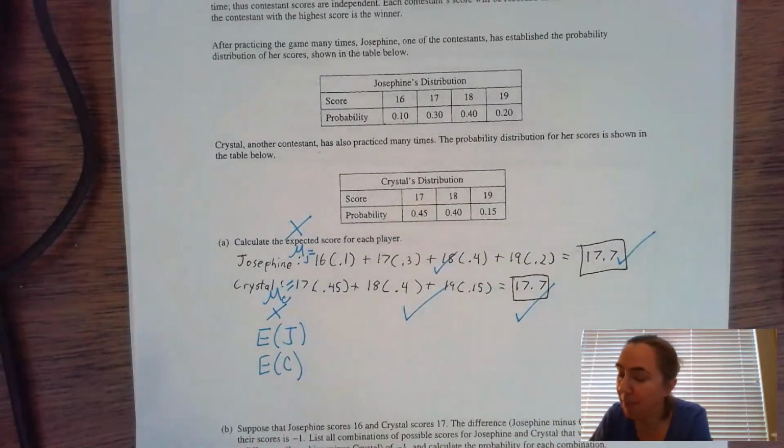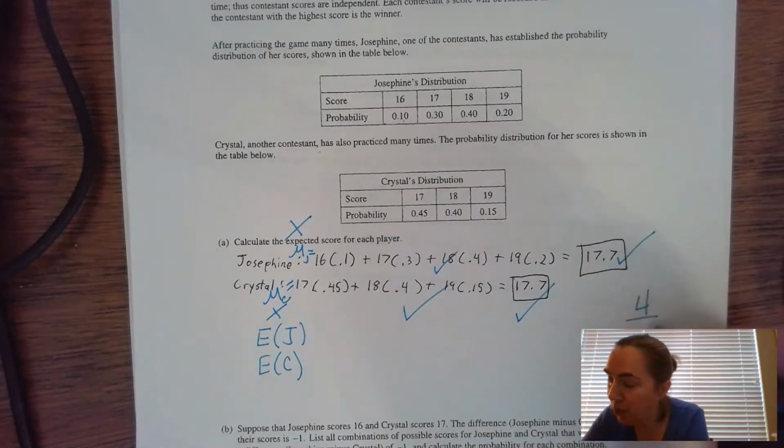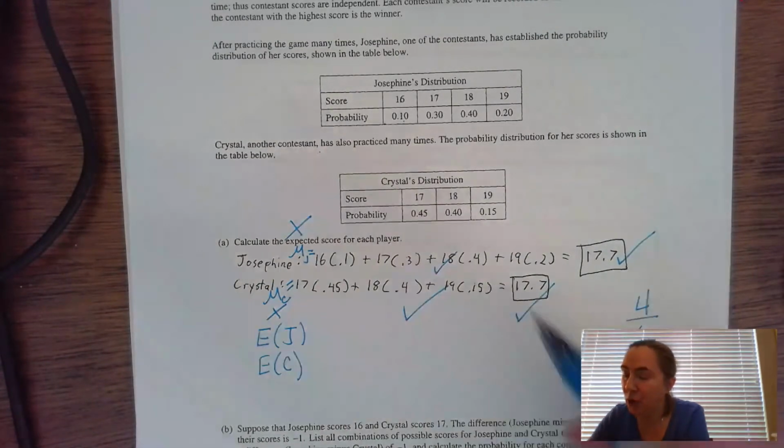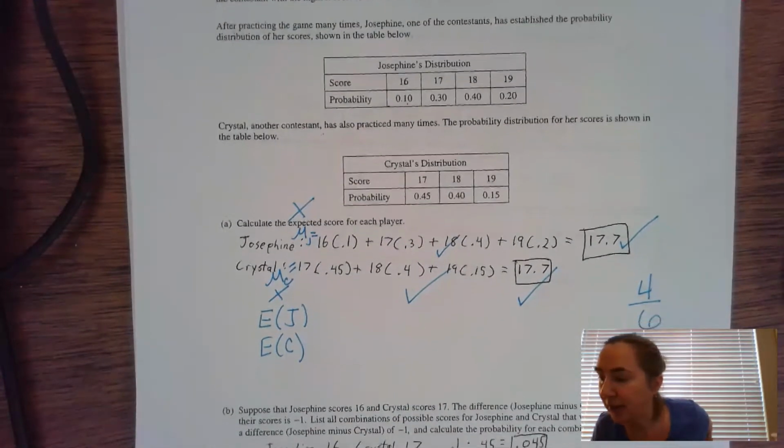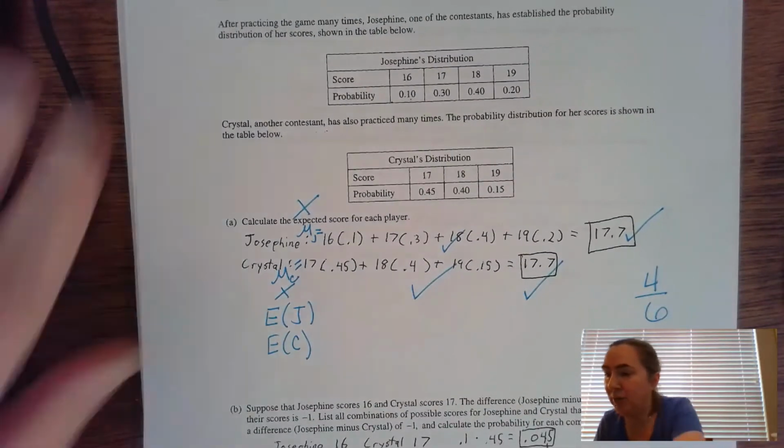Symbols are necessary. So my person got 4 out of 6. Do not round anything. The only time you're going to round in AP Stats is when you calculate a sample size. So don't round anything.